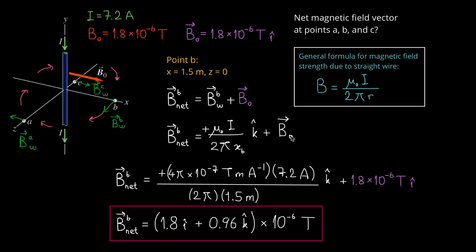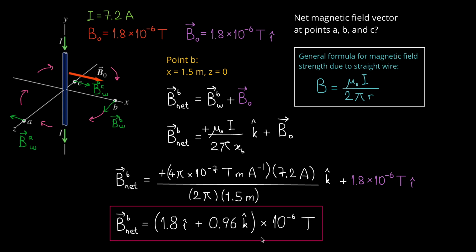And B0 is still pointing in the positive x direction, so the vector sum of these two vectors has two components, a z component and an x component. So here in the final net magnetic field vector for point B, I have two separate components. This is the x component coming from B sub 0, and this is the z component coming from B sub W at point B. We can't just combine the two together. We have to keep them separately. This is the unit vector notation for the net magnetic field vector.